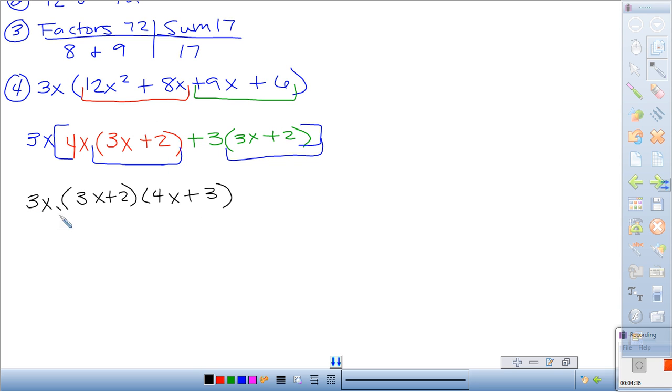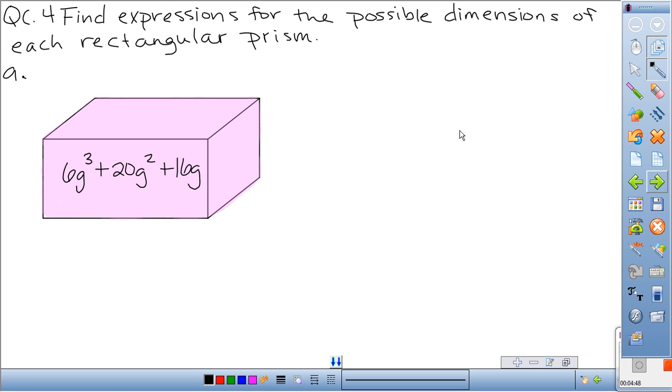So it would be 3x times 3x plus 2 times 4x plus 3. And again, the reason I put the commas there is because they asked for the 3 different dimensions, so they needed to be separated with commas. All right, let's try one more of these, and then we'll be good for 9-8.